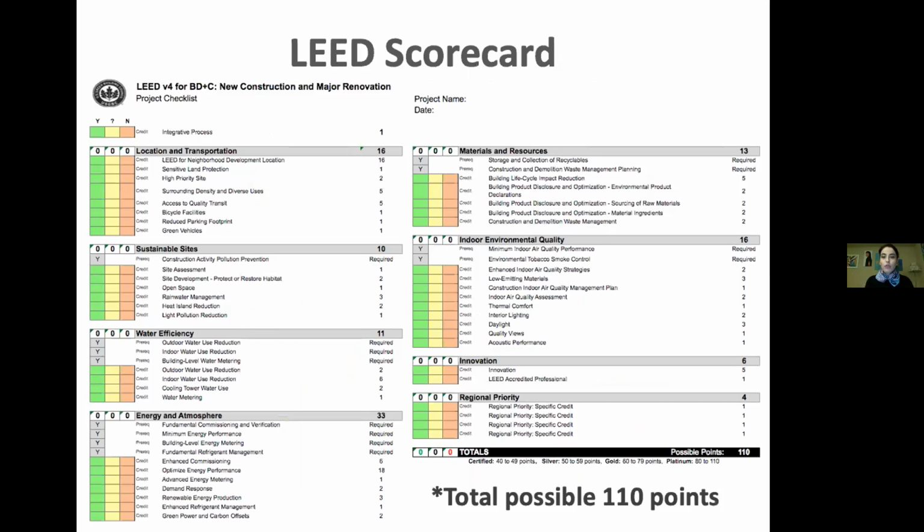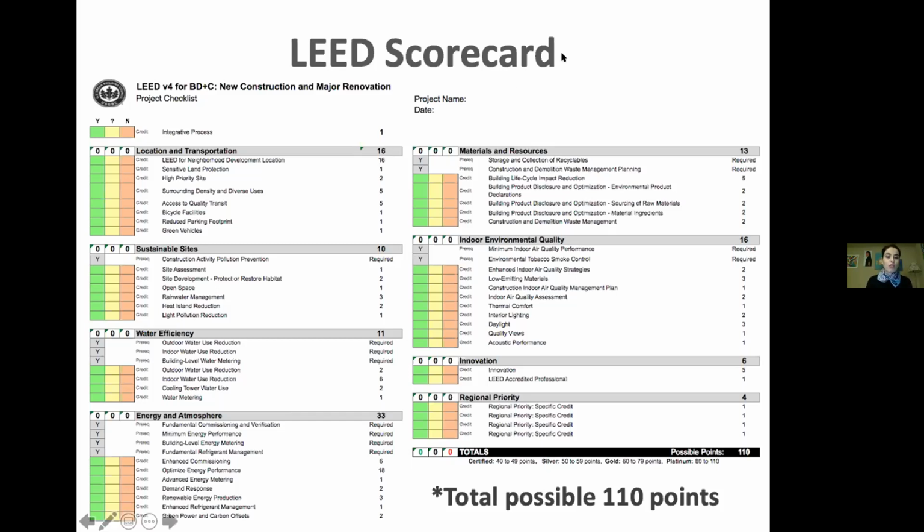LEED has a scorecard for each kind of project category. This specific scorecard is for new construction and major renovation projects. The way the rating system works is that they look at where the project is located. Is transportation available in this area or not? Because we don't want to expand the cities to cover more natural land. We want to use the existing developed land as much as possible. So when we put the project in a location that is already developed, you get points. And this is how we score it. We can decide before we start the project how many points we can collect, and we need a minimum of 40 points to have a certification for the building.